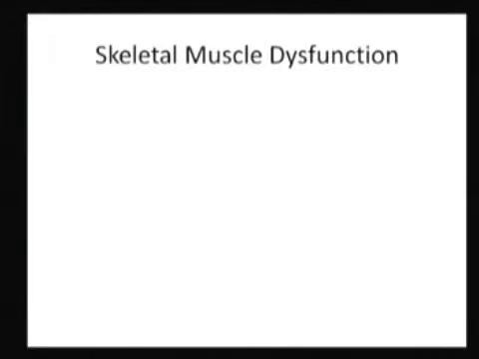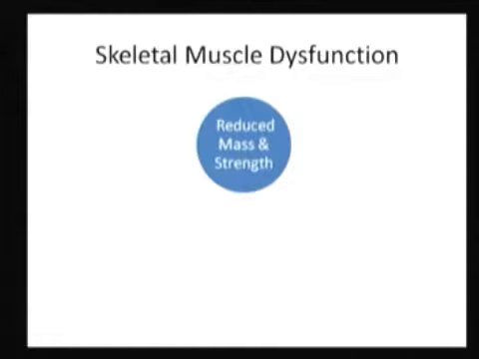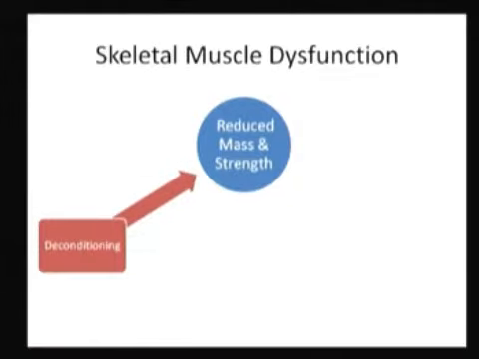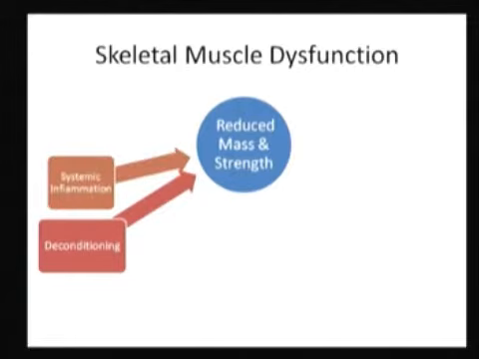In addition to this deconditioning, the patient with COPD also have skeletal muscle dysfunction. This has been proven in few studies, and it's characterized by reduced mass and strength. So both mass and strength are reduced. Of course, deconditioning would contribute to that. However, there's other factors. Importantly, systemic inflammation has been shown to be more prominent in patients with COPD and negatively affect muscle function and mass.